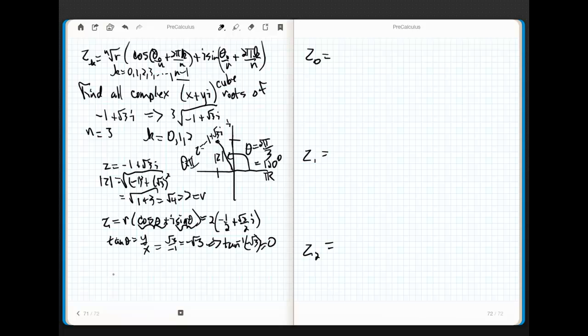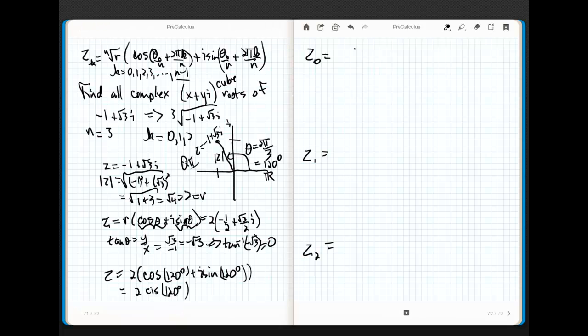All right, so I'm going to totally rewrite z as 2 times the cosine of 120 degrees plus i sine of 120 degrees. I'm taking this nice and slow because we don't want to screw this up. Or if I wanted to, I could rewrite this as 2 cis 120 degrees, to be a little bit better. Okay, now we're going to follow this formula right now, and we're not going to panic.